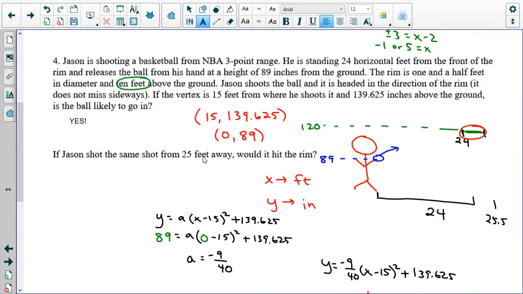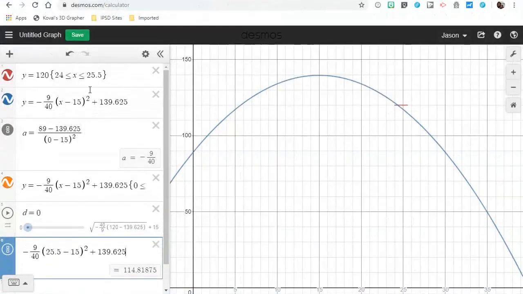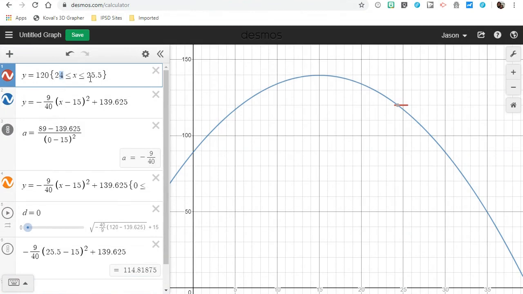But if Jason shot the exact same shot from 25 feet away, would the ball hit the rim? Well, I can change where the rim is by backing it up a foot. So if he shot it from 25 feet away, he would not hit the rim. It would actually be an air ball. And if you want a demonstration of what that would look like, that would be an air ball and really sad. But if the rim was in the original spot, it would go in.